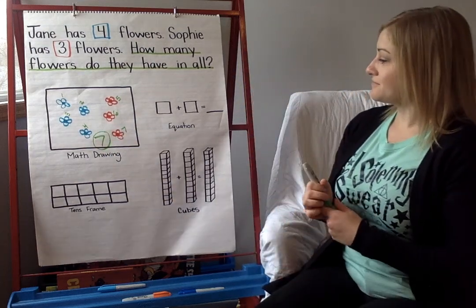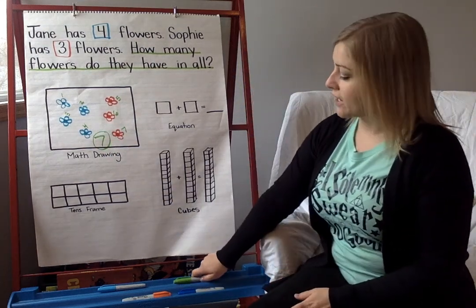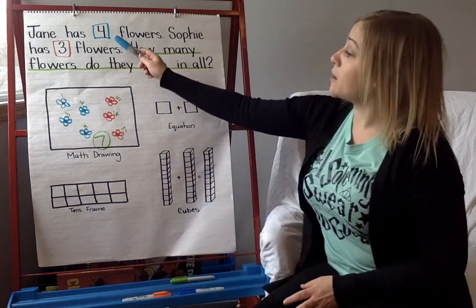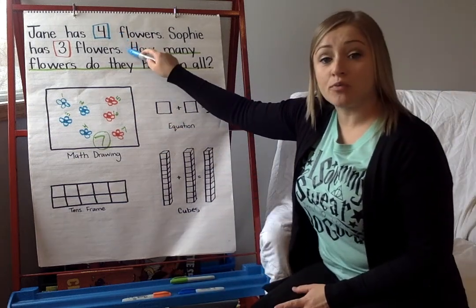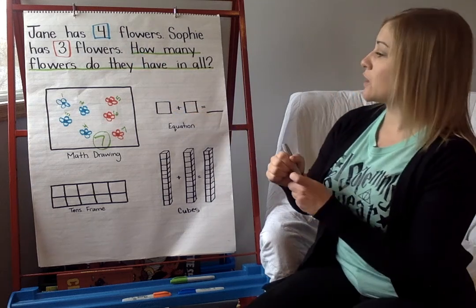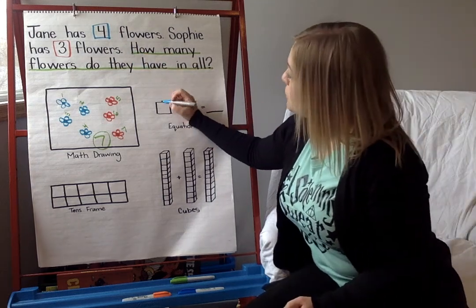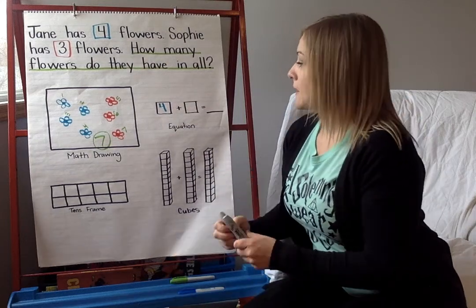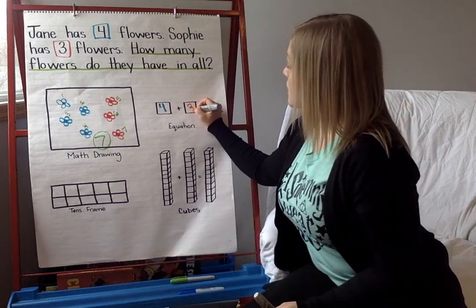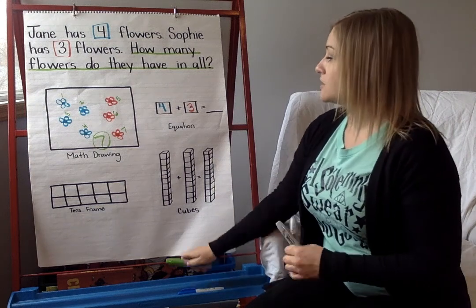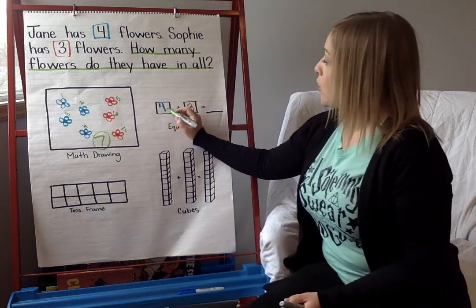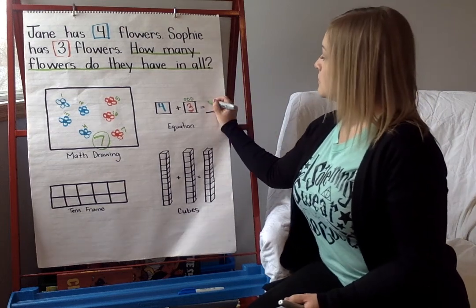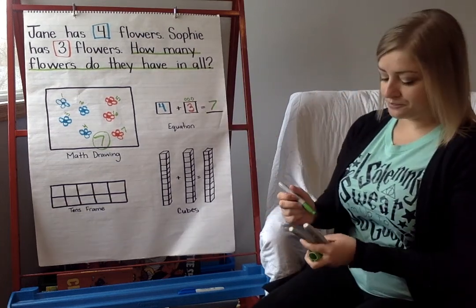Now it says here to write an equation. So instead of drawing a picture, we can just take the numbers that we have in our story problem and enter them into our equation. So we knew that Jane had 4, Sophie has 3, and all together we have 4, 5, 6, 7. We have 7.